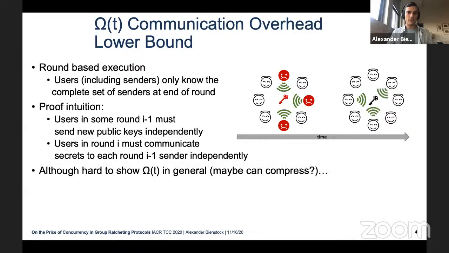Although the Ω(T) lower bound on communication per sender in round i seems hard to show in general, since maybe round i senders could somehow compress their messages for the round i minus one senders, and in fact, this is exactly what something like n-party NIKE could allow for.